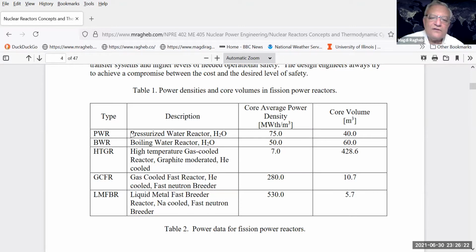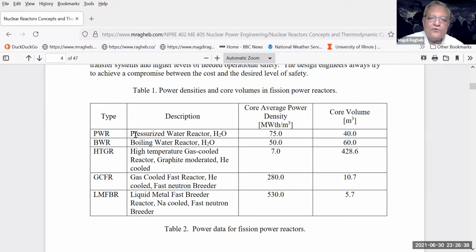We designate that type of reactor as the pressurized water reactor, and the acronym for it is PWR. If you allow the water to boil, we have a different type of reactor, and it's designated as a boiling water reactor.